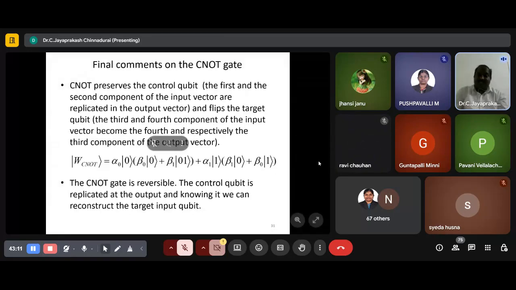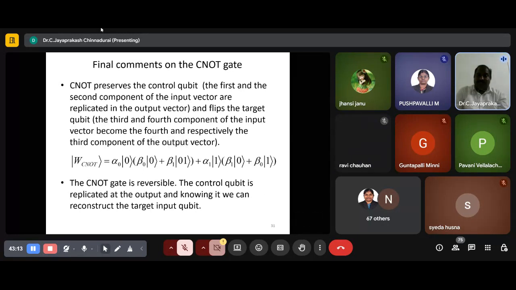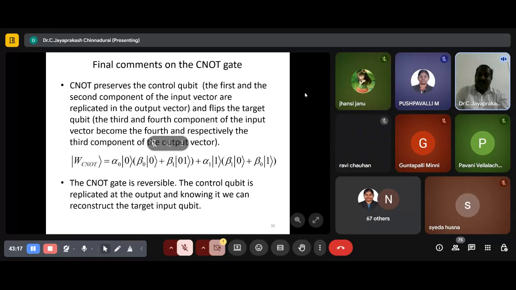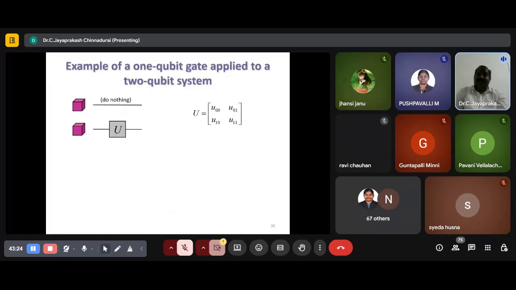So the c naught gate is reversible. The control qubit is replicated in the output, and knowing it we can reconstruct the target input qubit. So this is the importance of the c naught gate. Now the example of a 1 qubit gate applied to a 2 qubit system. That is, a 1 qubit gate can be applied to a 2 qubit system, so we'll see what that is.